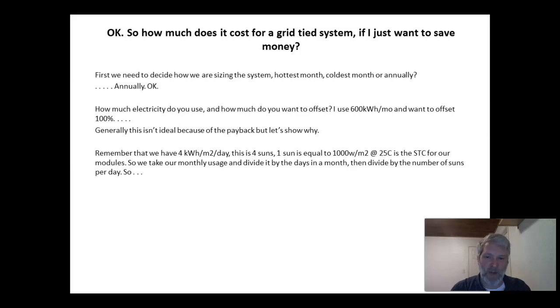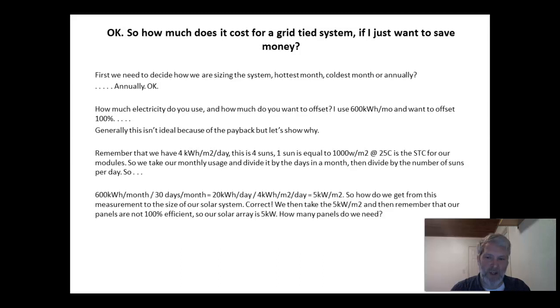And so we take our monthly usage and we divide it into the days, and we divide the number of suns into the days. So 600 kilowatt hours divided by 30 days in a month gives us roughly 20 kilowatt hours a day that needs to be produced. And then we divide that by 4, and we get a 5 kilowatt system. Oops, I should have read my script.